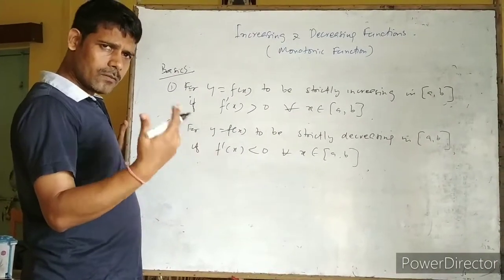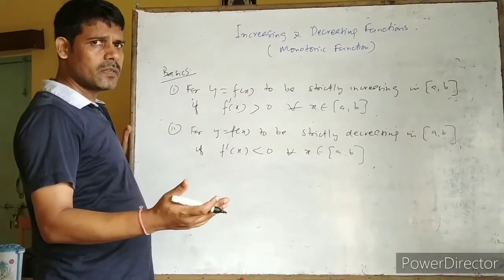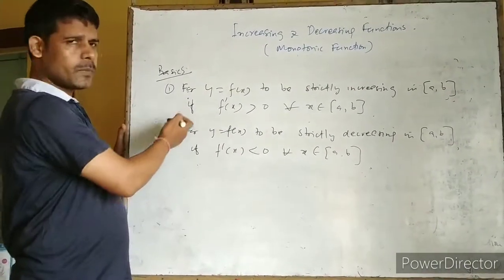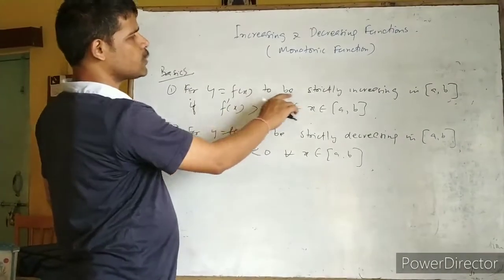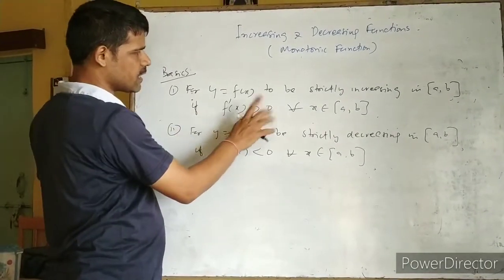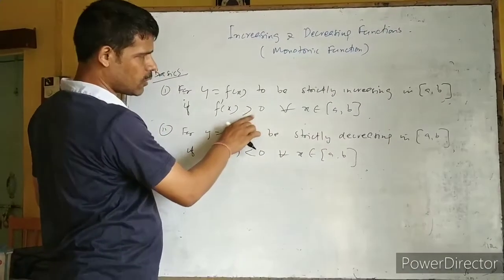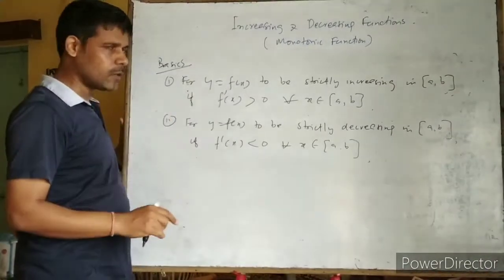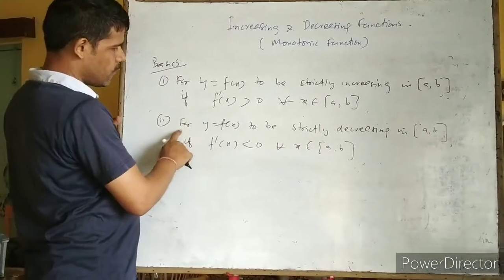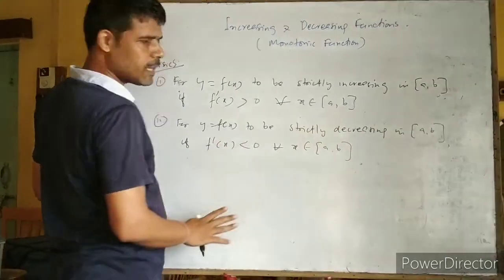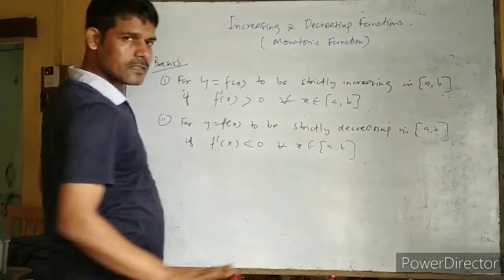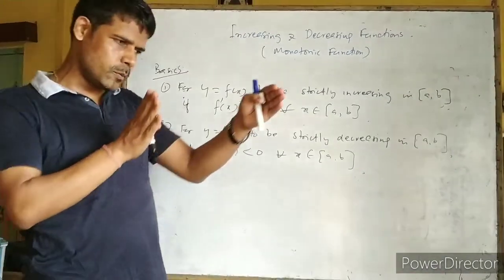Now whenever we are given a problem, most of the time we talk in terms of strictly increasing or strictly decreasing. Now here is the basic. You look at, for y equal to f(x) to be strictly increasing in AB, if f dash x is greater than 0, not equal to, here not equal to, because strictly sign is there. I will tell you graphically what is the difference. For x belonging to AB, for y equal to f(x) to be strictly decreasing in AB, if f dash x is less than 0 for all x. So whenever you are talking about increasing, it should be in a certain interval.